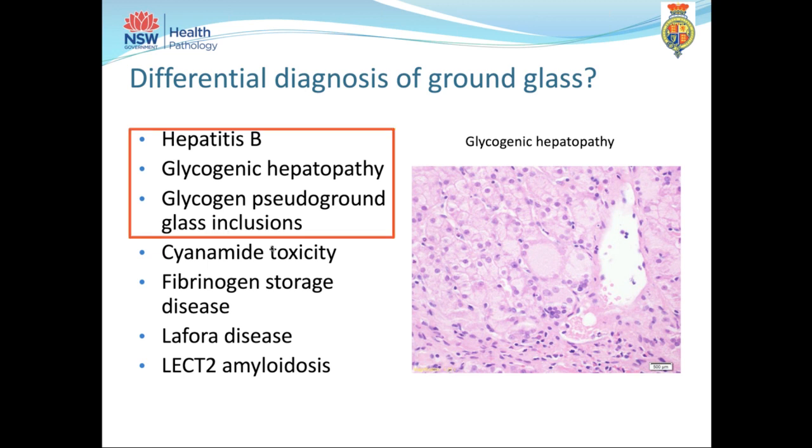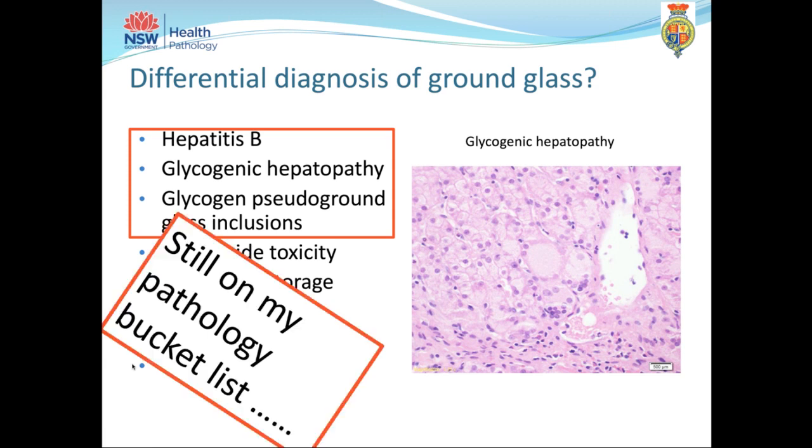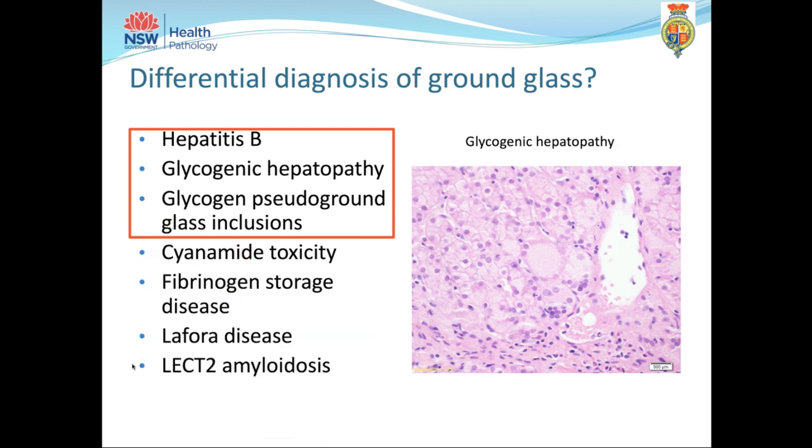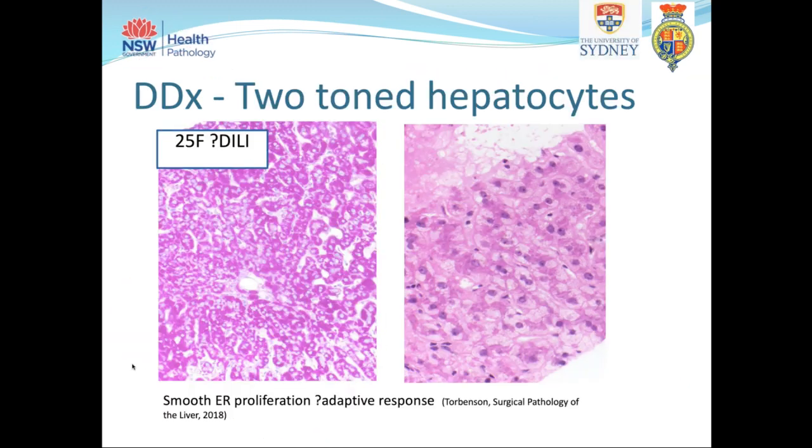The more common causes of this cytoplasmic ground glass change, of course, hepatitis B, can also be seen in glycogenic hepatopathy and glycogen pseudo-ground glass inclusions. There are some rarer causes, which I have to admit, including Lafora's disease, are still very much on my pathology bucket list. And if ever anyone sees any of these, I'd love to see them.